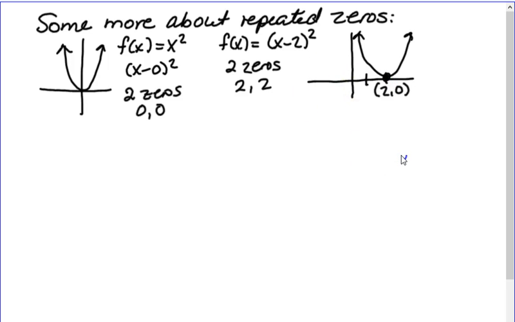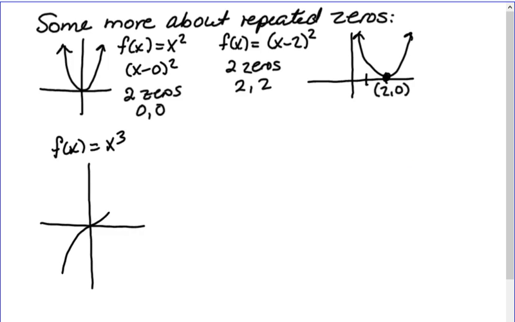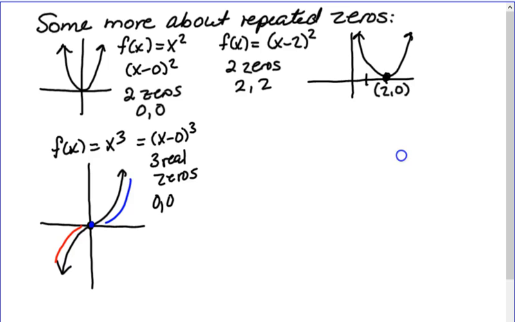Now what about a triple zero? Let's think about the basic graph f of x equals x cubed. This has the shape you're familiar with for a cubic graph. And notice this point right here where it crosses the x-axis is called the point of inflection, because it goes from curving downward to curving upward. We could think of this as x minus 0 cubed. So we could say that this has 3 real zeros and they are all 0.